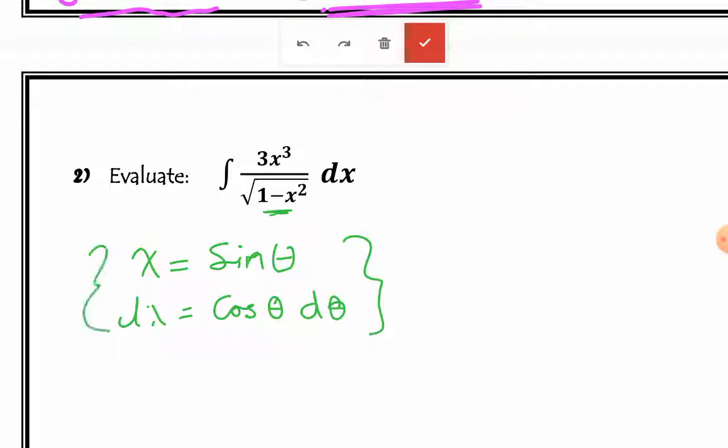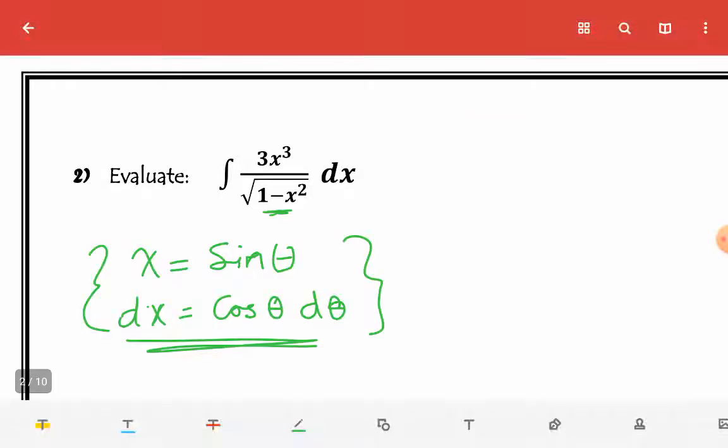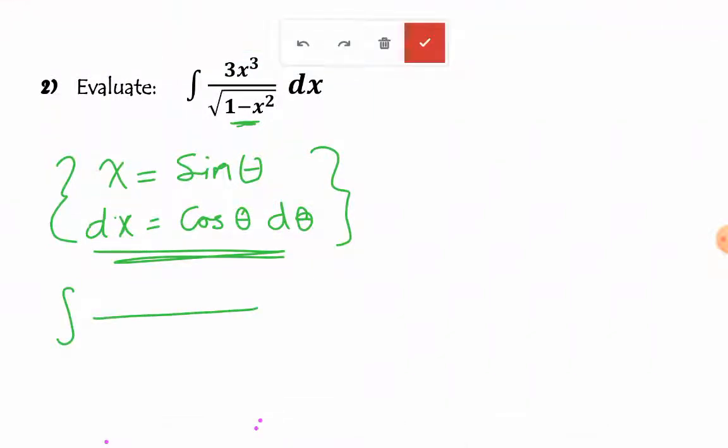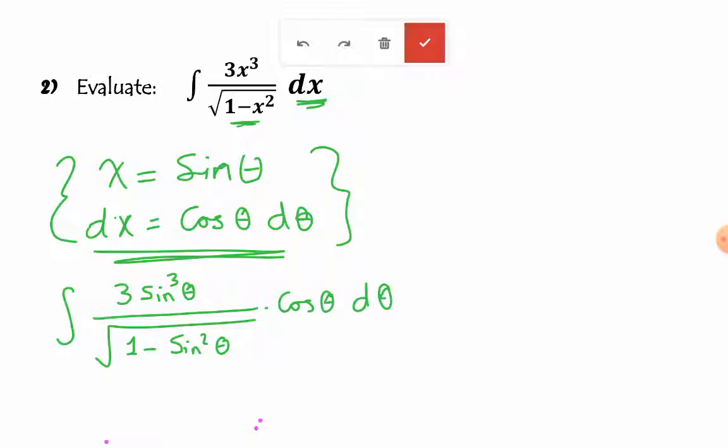And then substitute by this value of dx and the x in the question. The integral of 3x cubed will be 3, and the x now is sine cubed theta, over the square root of 1 minus x squared. X squared now will be sine squared theta, and dx will be cosine theta d theta. This is the substitution, our first step.